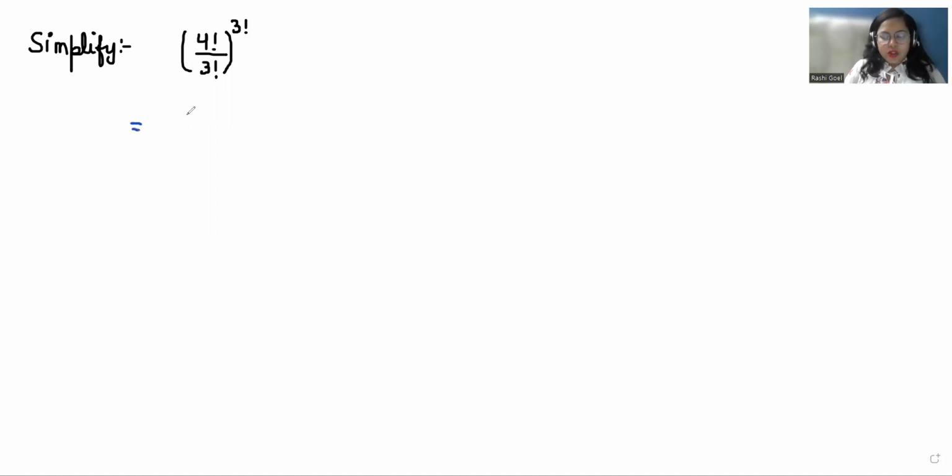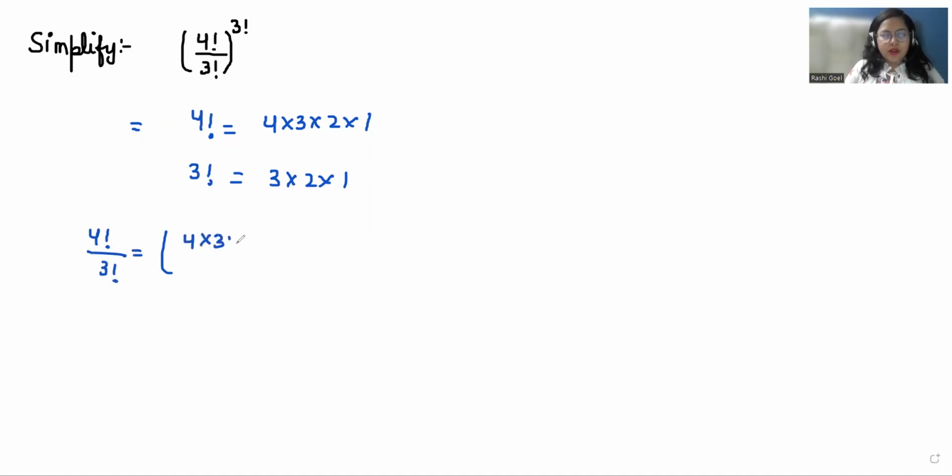So 4 factorial, we can write this as 4 times 3 times 2 times 1. Similarly, 3 factorial, we can write this as 3 times 2 times 1. So our question is 4 factorial by 3 factorial, we can write this as (4 times 3 times 2 times 1) by (3 times 2 times 1), whole power is 3 factorial.